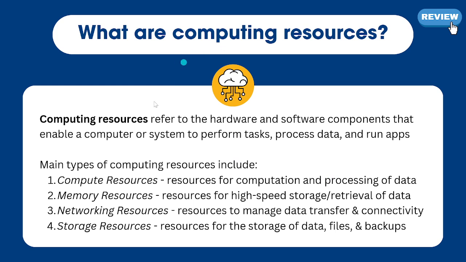So a little review, remember. What is AWS selling us? Well, it's selling us computing resources. What are the main types? We have compute, that's for processing data, making calculations. We have memory resources, that's for high-speed storage. Think really quick database operations.